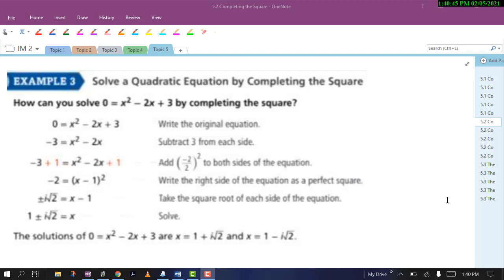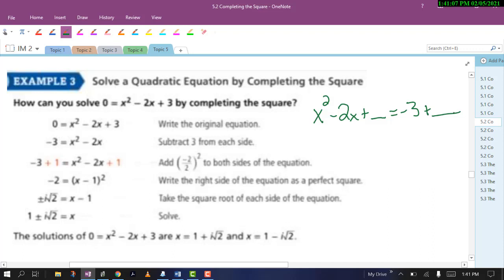So we are going to solve 0 equals x squared minus 2x plus 3 by completing the square. Well, again, step 1 is to kick the constant, the c value, to the other side. The way we do that is we subtract 3. Now it's going to be x squared minus 2x plus something equals negative 3 plus something.